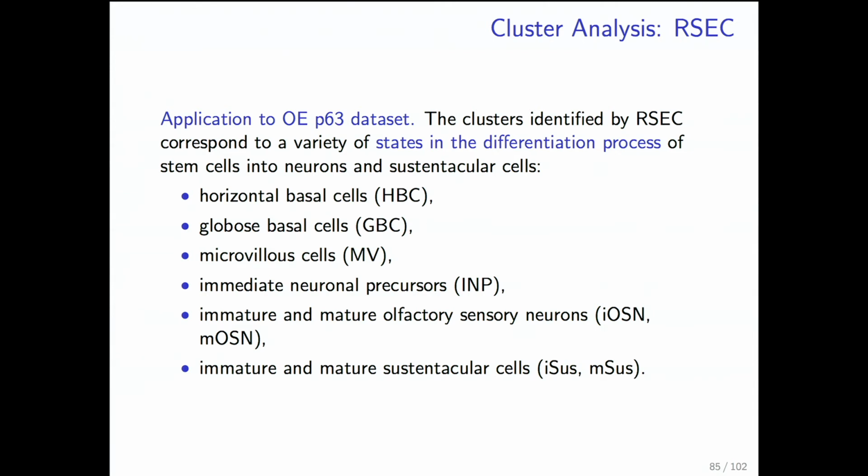So when we apply RSEC to our OE data set, we got clusters that corresponded to a variety of states in the differentiation process of HBCs. So we recovered the HBCs, but we also identified global spatial cells, microvillus cells, immediate neuronal precursors, immature and mature olfactory sensory neurons, and immature and mature sustentacular cells.